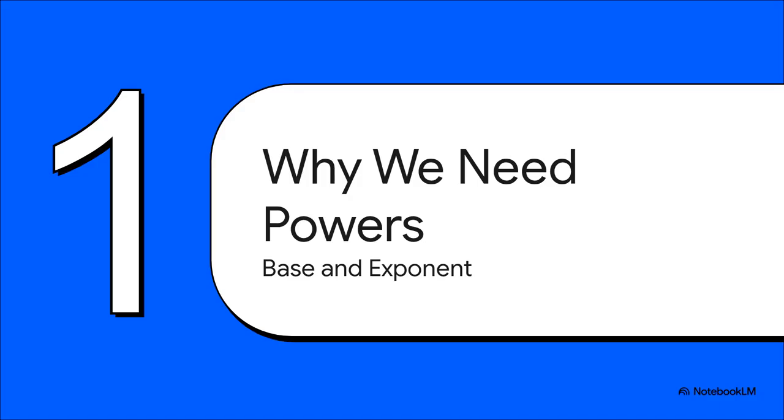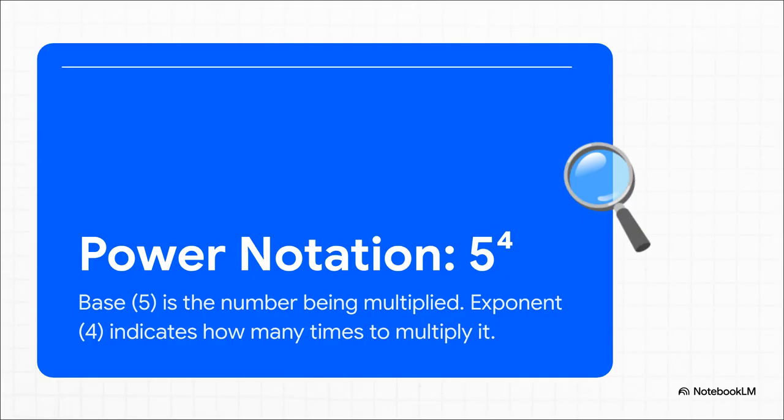Let's make sure we're all on the same page and get our vocabulary straight. Every power has two main parts. It's really this simple. The base, that big number on the bottom, is the what. It's the number you're actually multiplying. And the exponent, the little number up top, is the how many times. That's it. Base is what, exponent is how many.